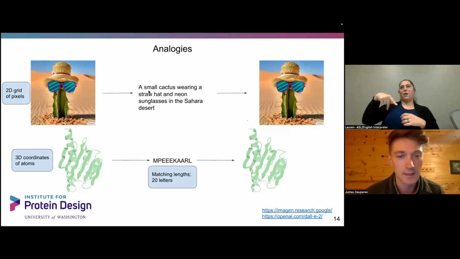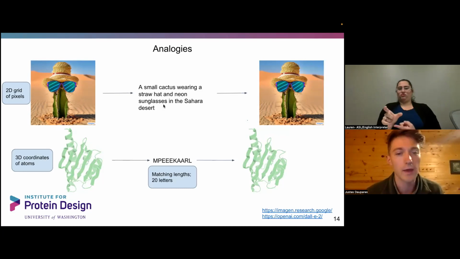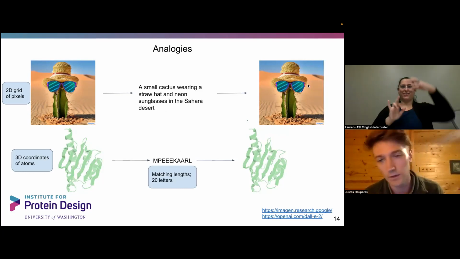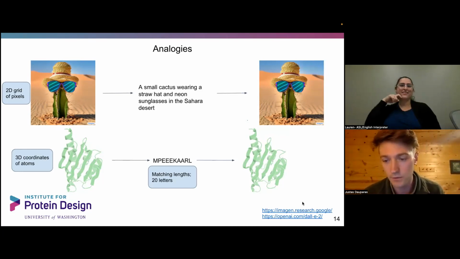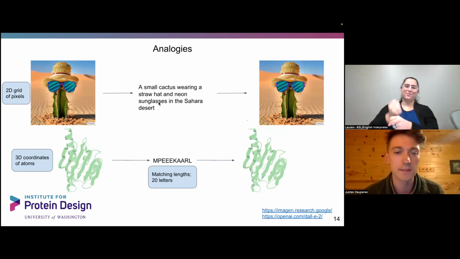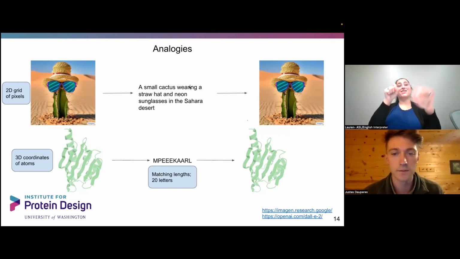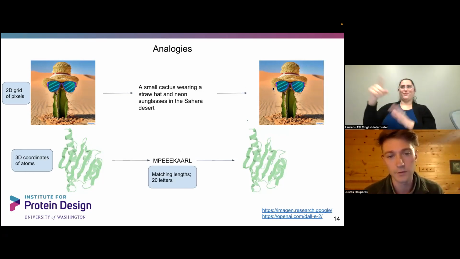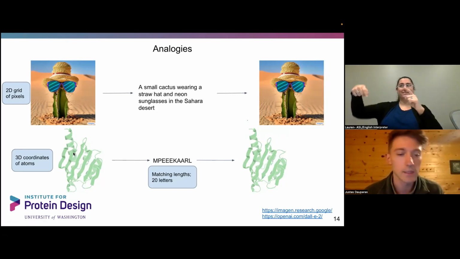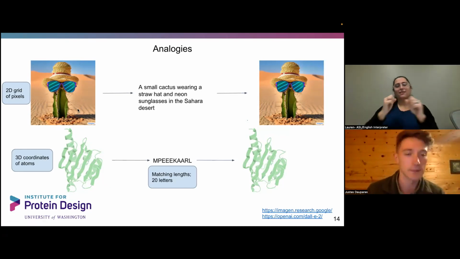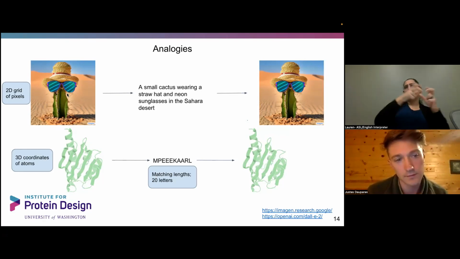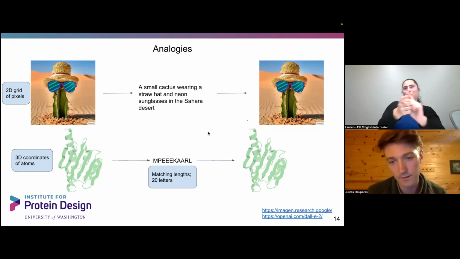In this case, this is a small cactus wearing a straw hat and neon sunglasses in the Sahara Desert, and then using the text to generate the image. This image was generated by Imagen, given this text prompt. So this is like a generative model that will produce many solutions. In this case, ProteinMPNN is more like mapping an image into the text, but the distributions are quite different.